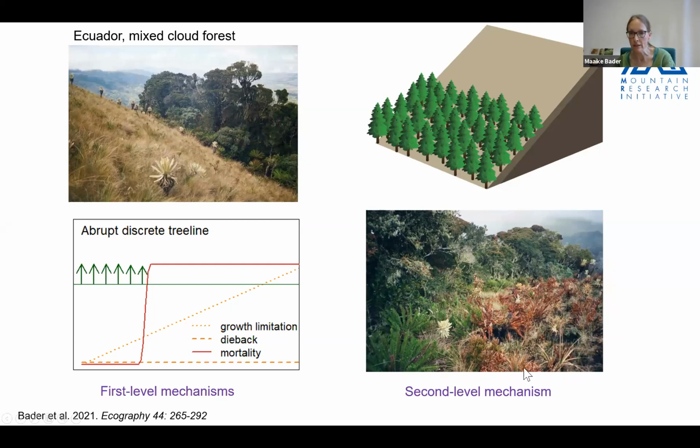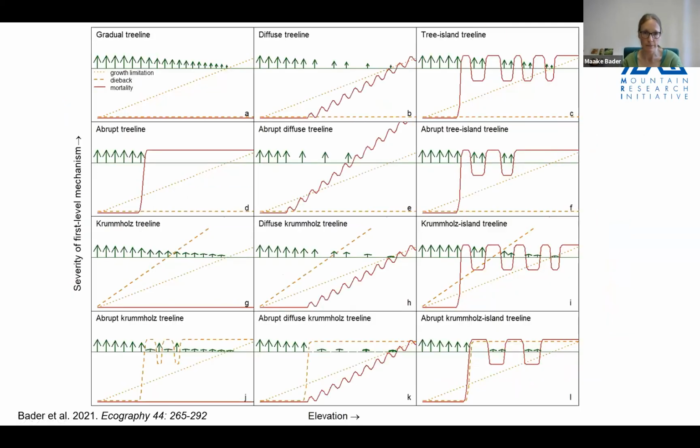So any tree seedlings that we're trying to establish here would disappear, whereas the ones inside the forest are fine. So you have the same type of situation. There's high mortality outside the forest, low mortality inside the forest, even though the second level mechanism is quite different.